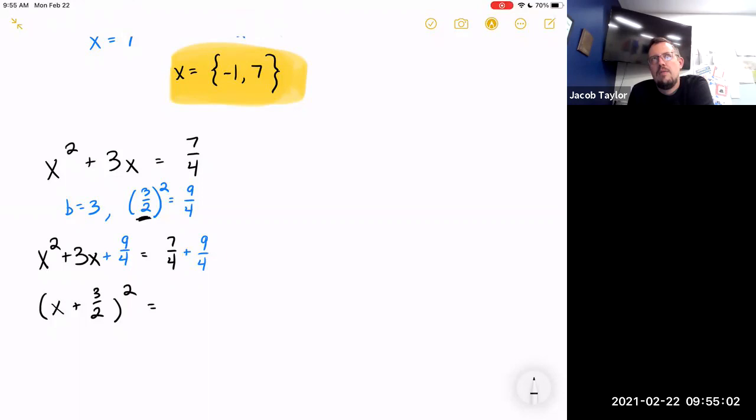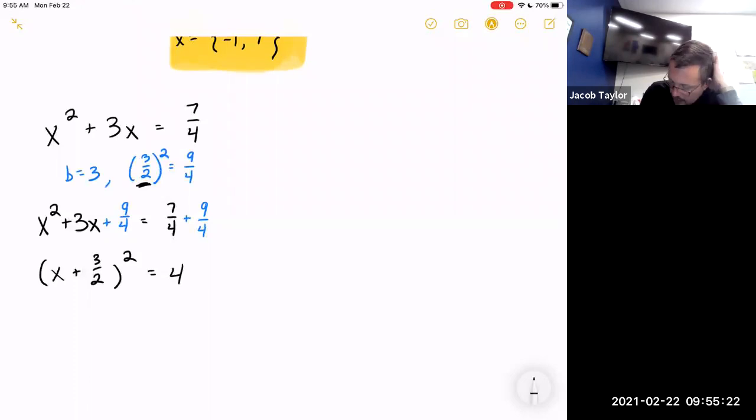7/4 plus 9/4 is 16/4. 16/4 reduced is 4. 4/1 is technically correct, but weird. Let's just write 4. If you wrote 4/1, that would be fine. You're just a weirdo.